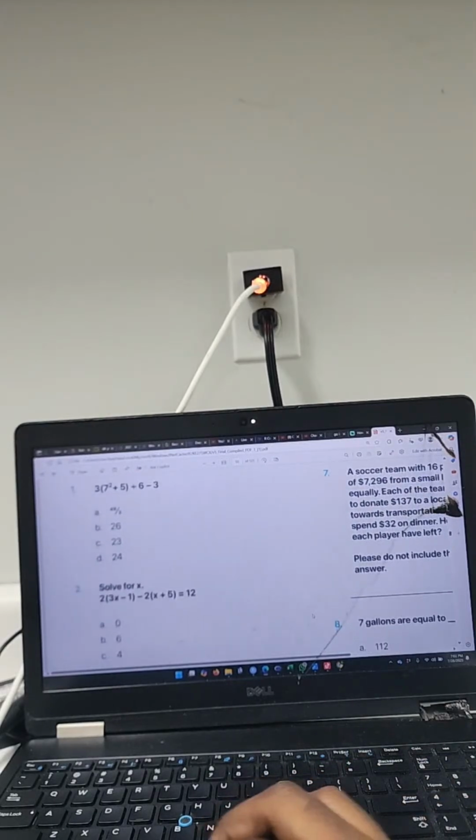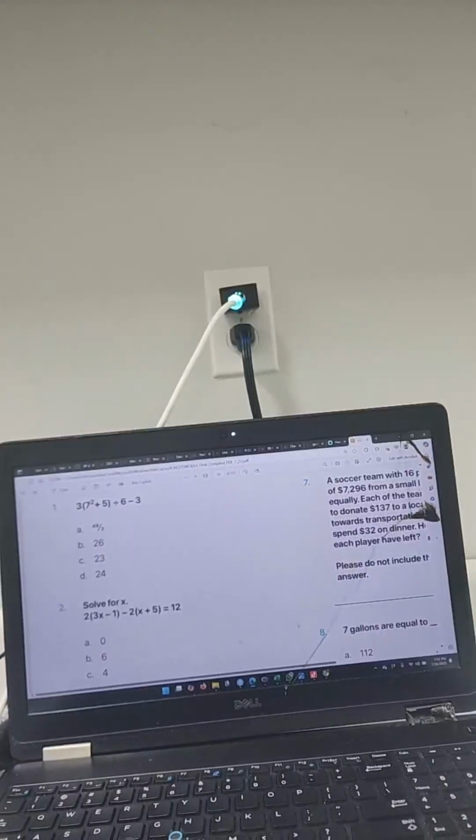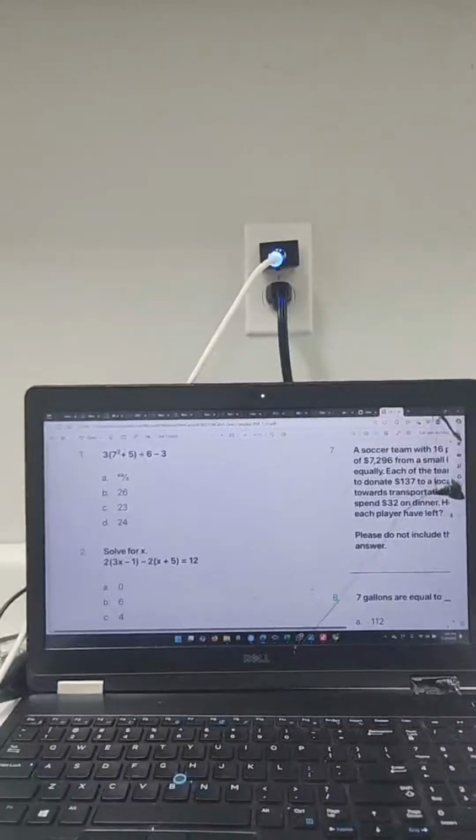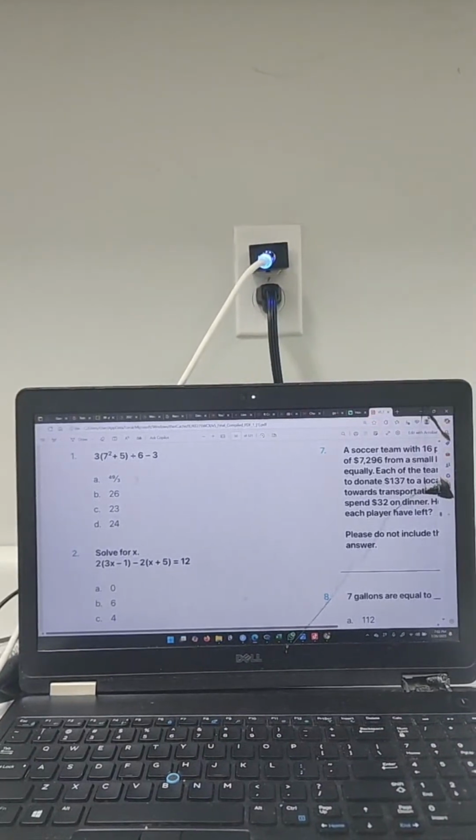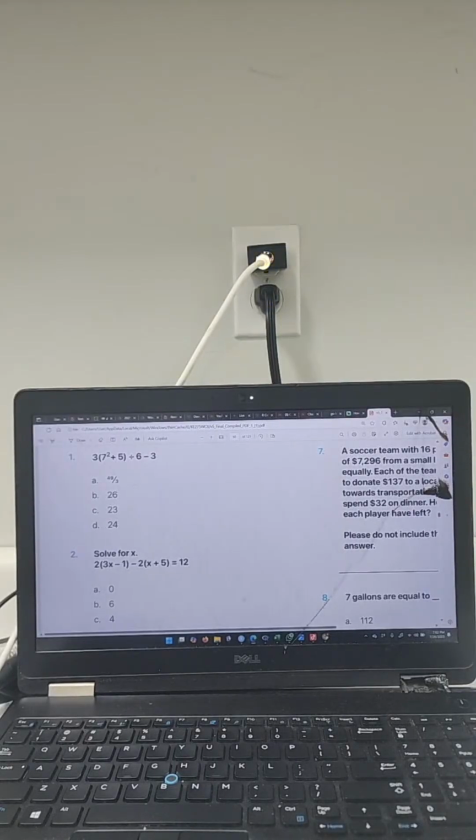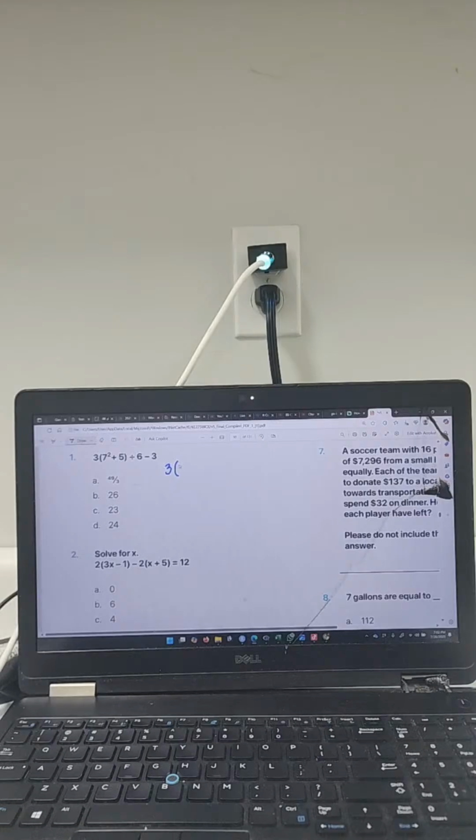Question number 1. Question number 1 seems pretty easy. So question number 1 says, here we have 3 into parentheses 7 squared. When we talk about 7 squared here, 7 squared is the same thing as saying 7 times 7, which is the same thing as 49.